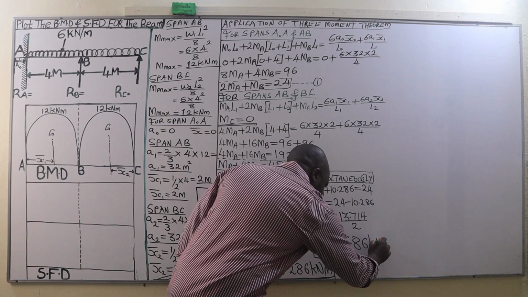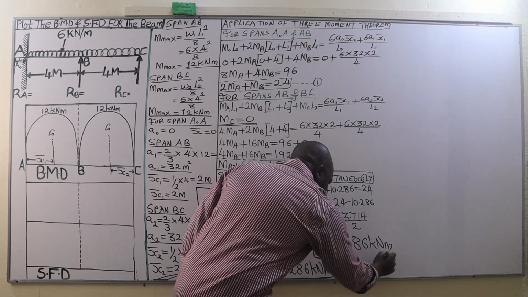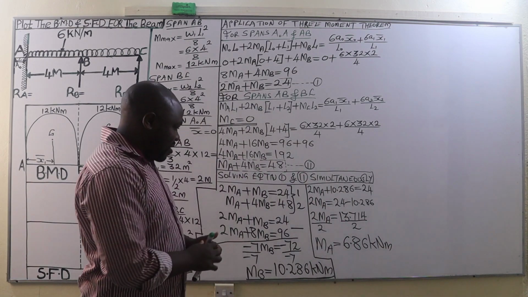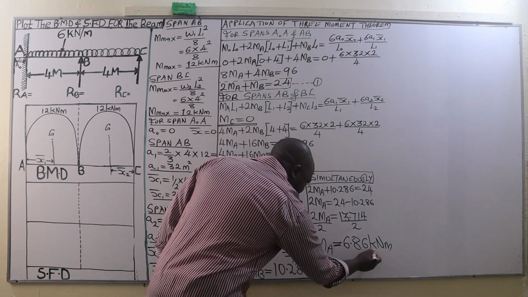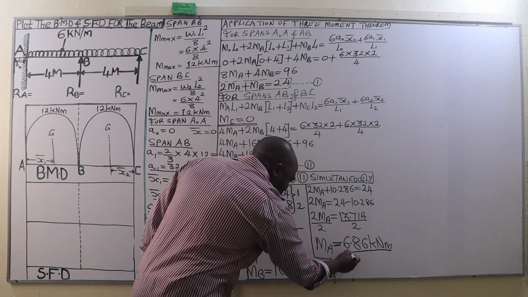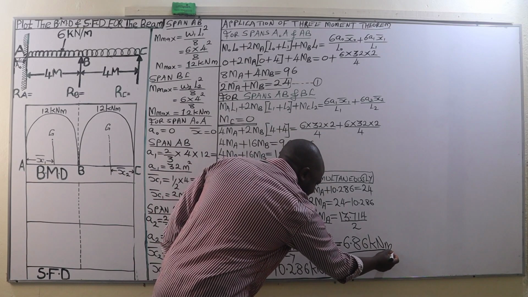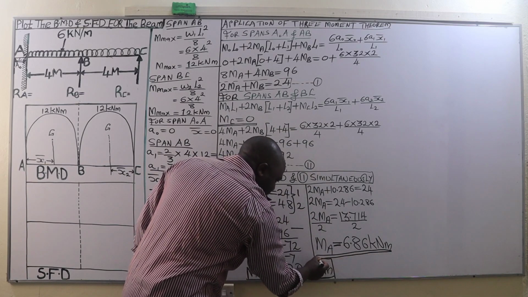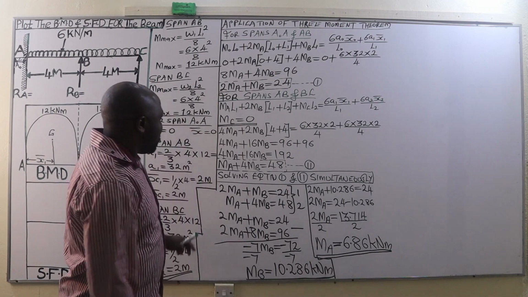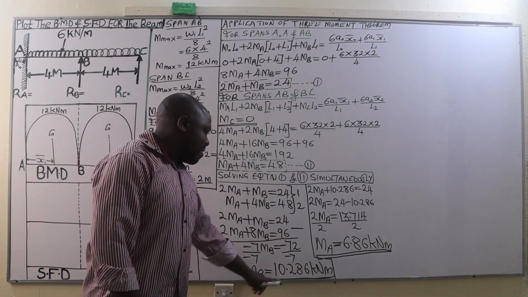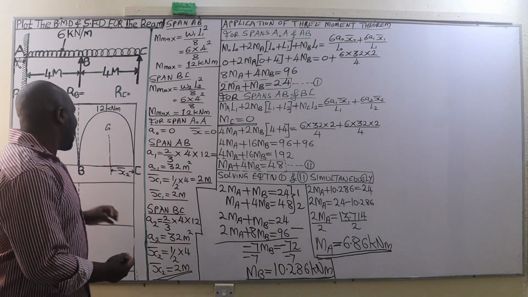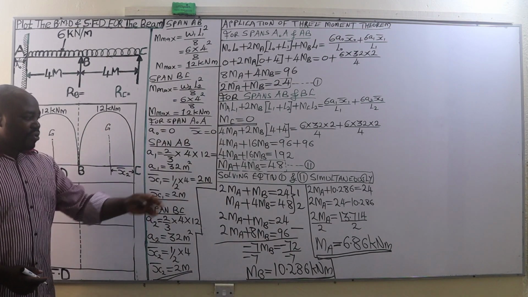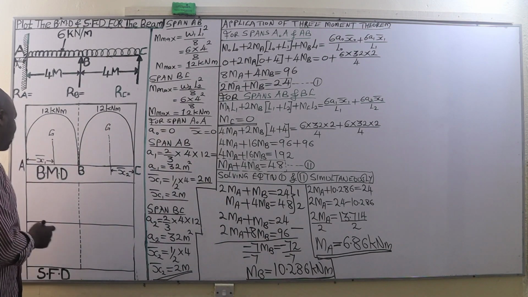6.86 kilonewton meters. Therefore, ladies and gentlemen, that is now the value of the bending moment at the fixed end A. Very good. So we now have the 3 bending moments that we need. And after that, we are going to plot the bending moment diagrams due to the support moments.